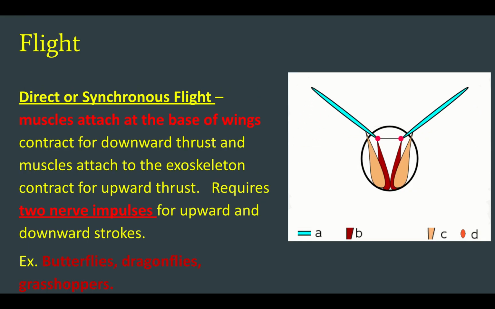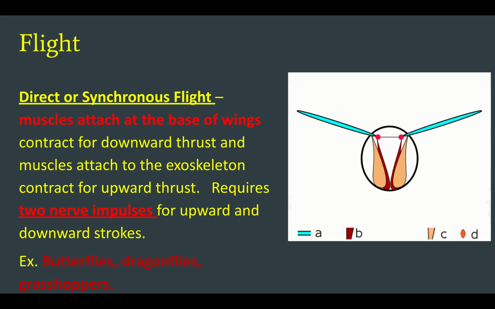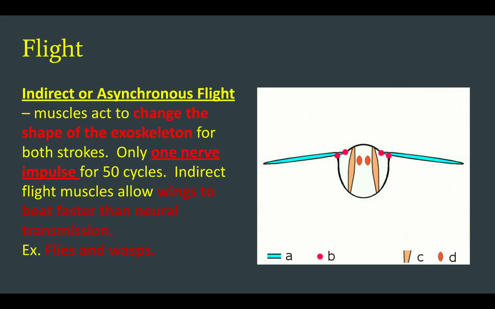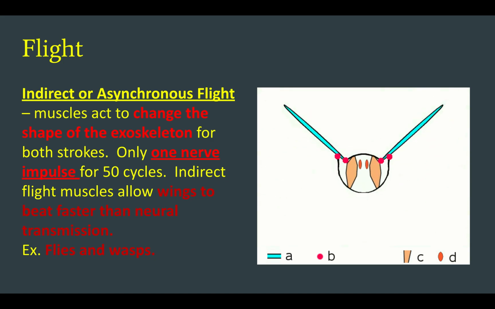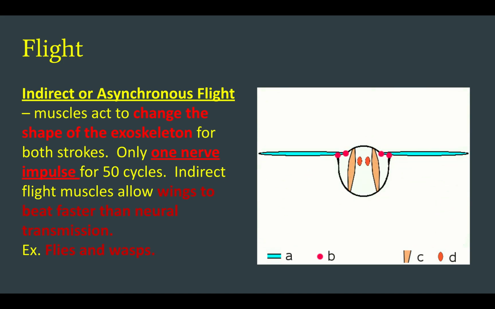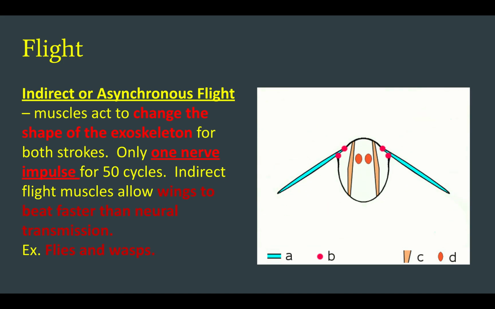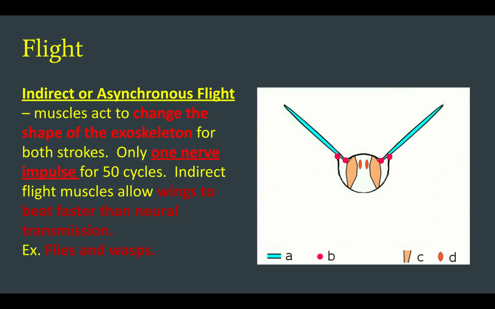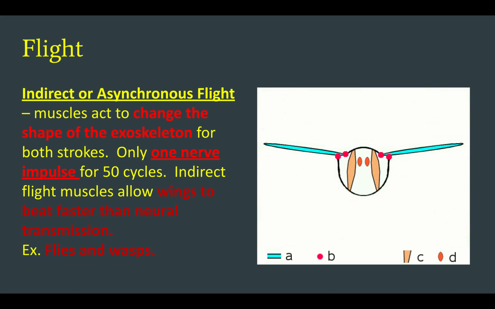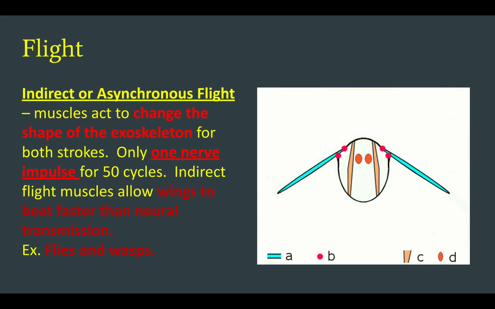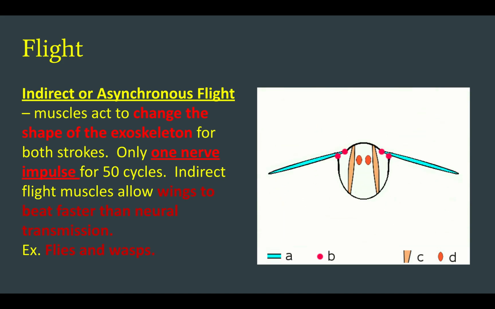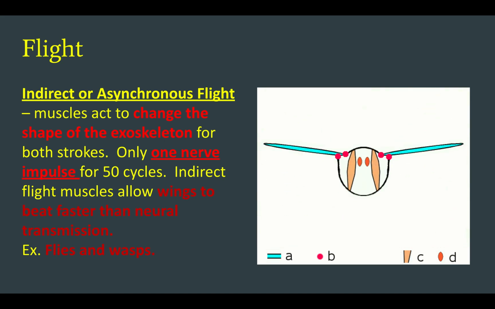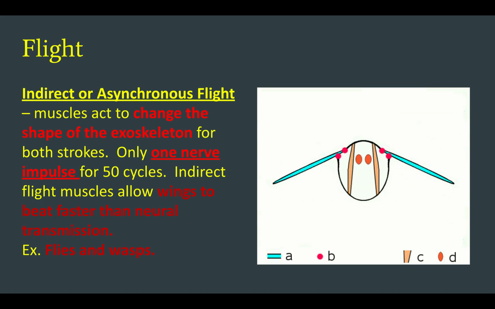So go back. Check this out. Direct, not so much. Just the wings move. On indirect, the entire body moves. Or what I would write down in our notes: in indirect, the muscles act to change the shape of the exoskeleton. Can everybody see that? And it does that for both strokes. This happens really, really fast. And so indirect flight muscles allow the wings to beat faster than neural transmission. Can everybody see that? Well, you probably can't.